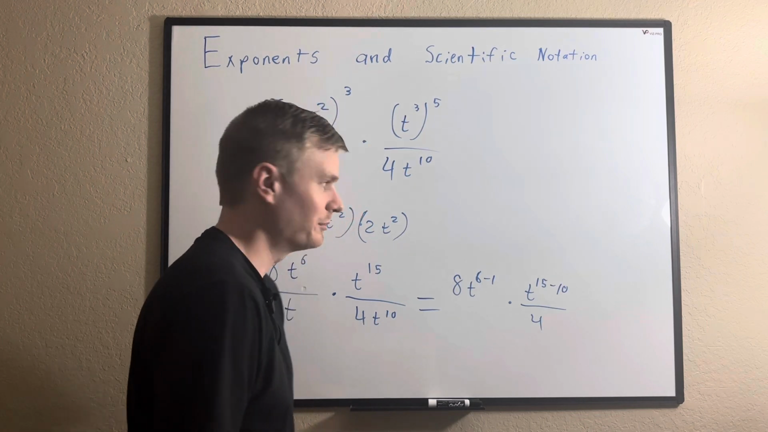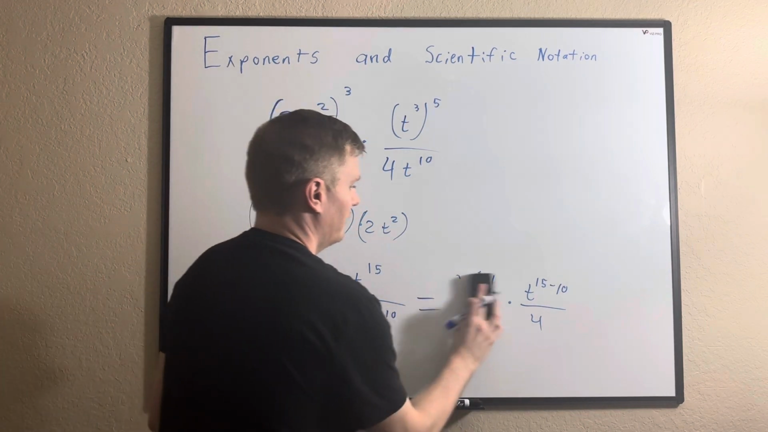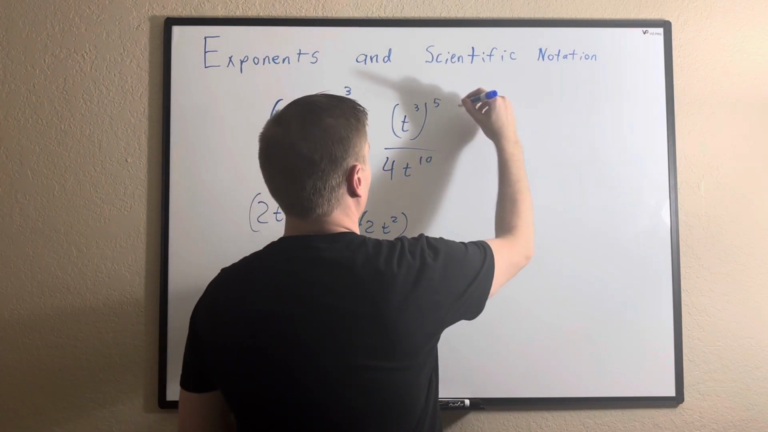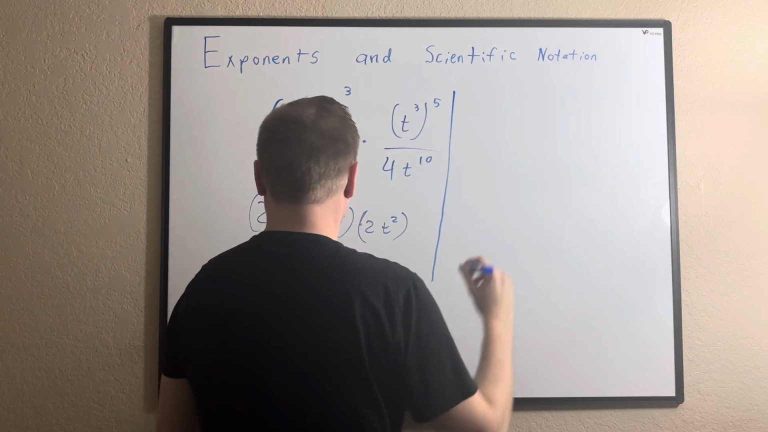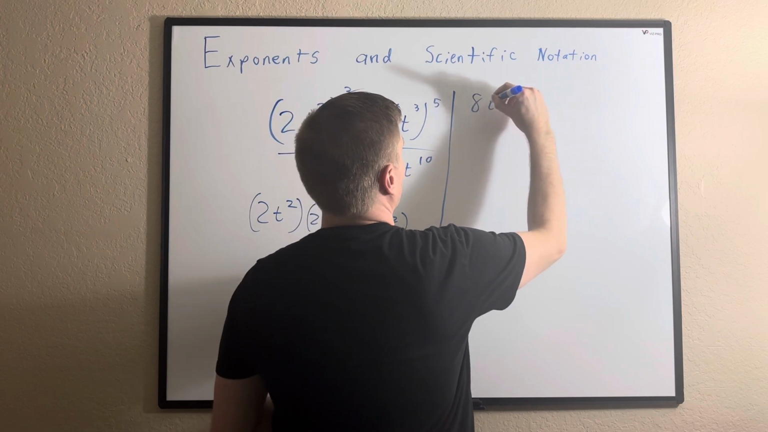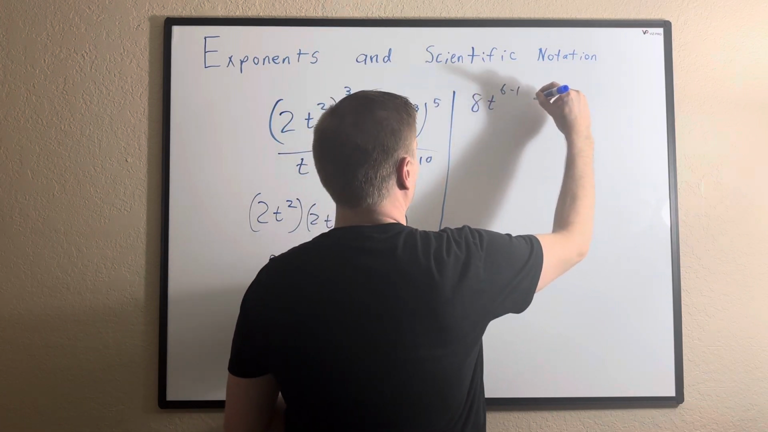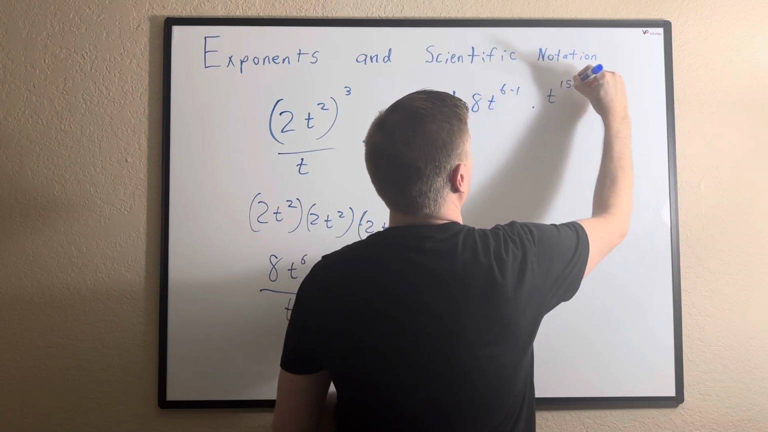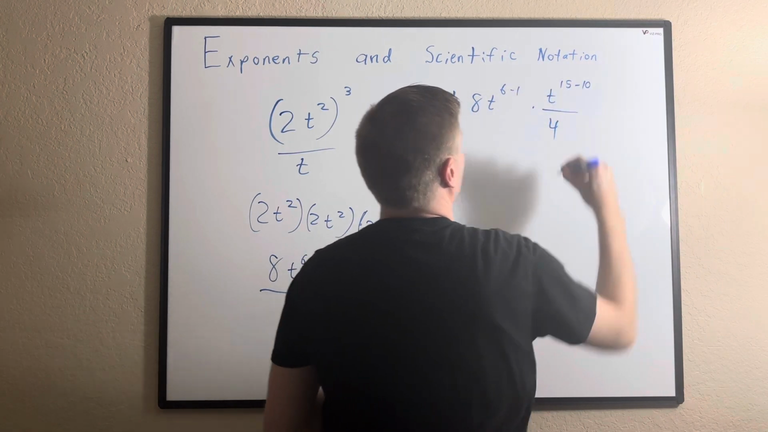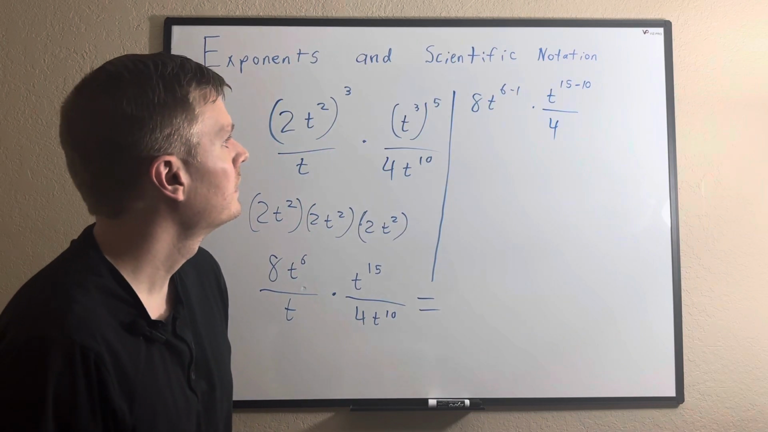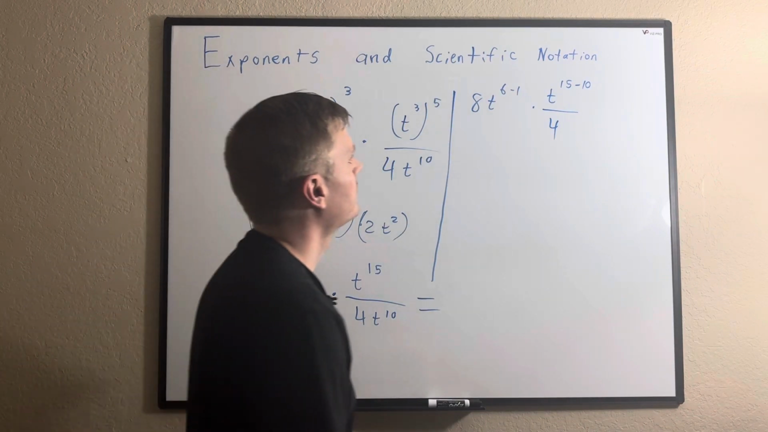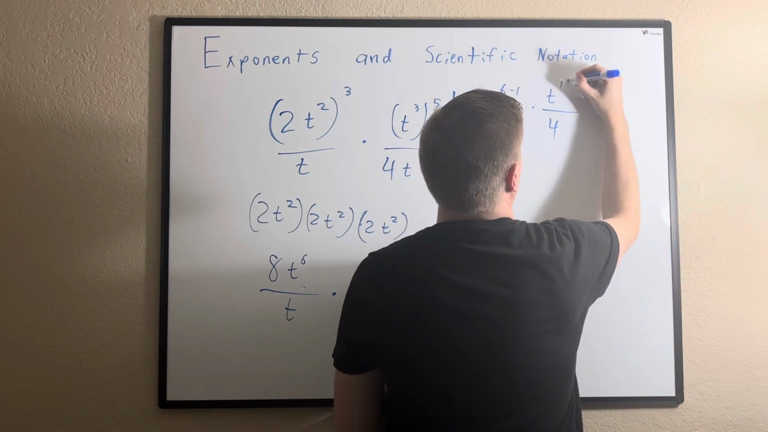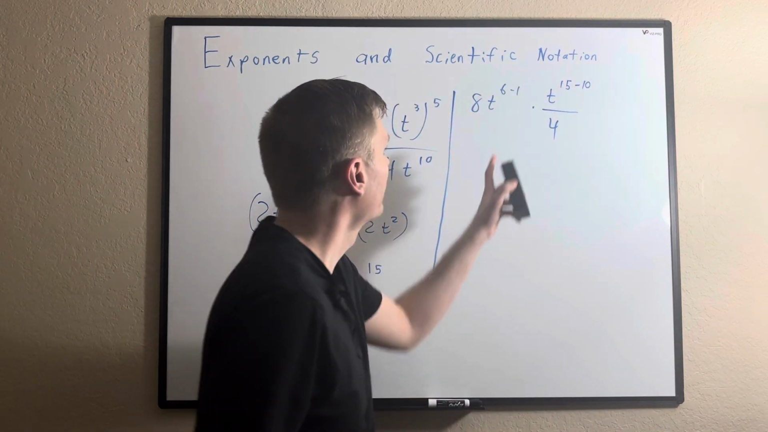All right, I'm running out of room on my whiteboard here, so I'm just going to rewrite this again up here. 8 t to the 6 minus 1 times t to the 15 minus 10 over 4. Okay. Not too bad. My 5 doesn't look very good. That's okay.